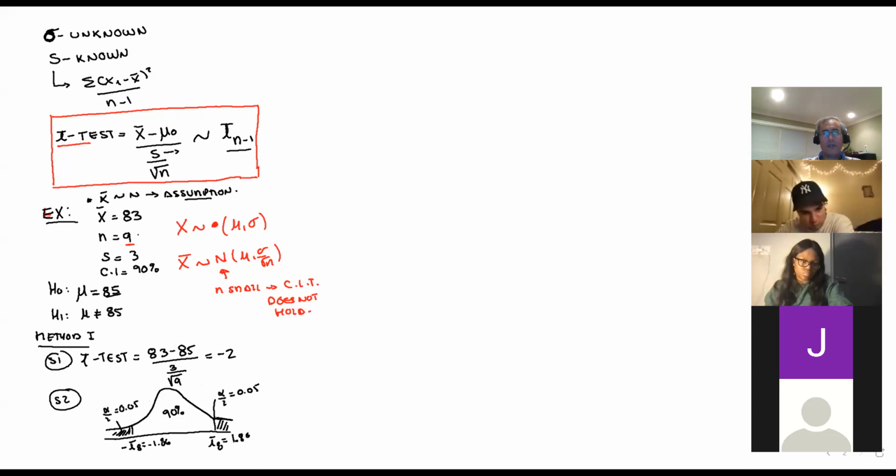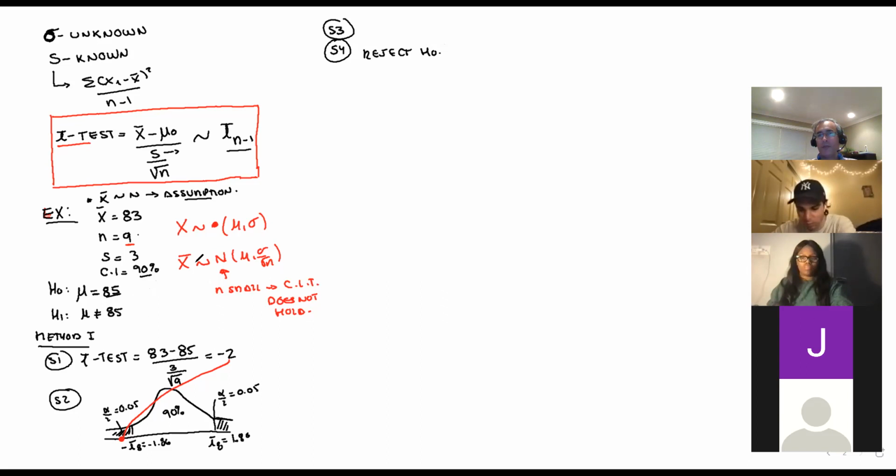Okay, so what was your step 3? Simply move your t-test and see where it falls. Well, minus 2 is going to be around here, correct? And then your step 4 is simply to conclude. What do you conclude? As soon as we're in a reject zone, we're going to reject H0. So basically what we're saying is that the population mean being equal to 85 at the 90% confidence level is rejected. Everyone understands method 1? Yep.